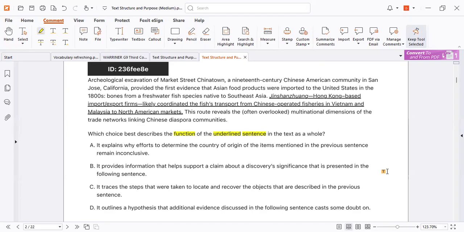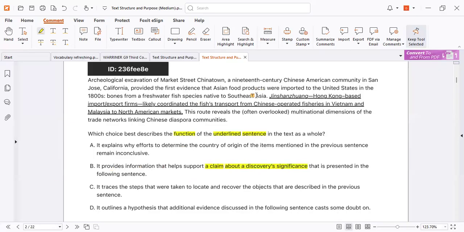The answer is C. And letter C, I don't think so. Remember, he tested for underlined only. Or letter B, verified the underline. Verified information that help support a claim about the discovery importance.